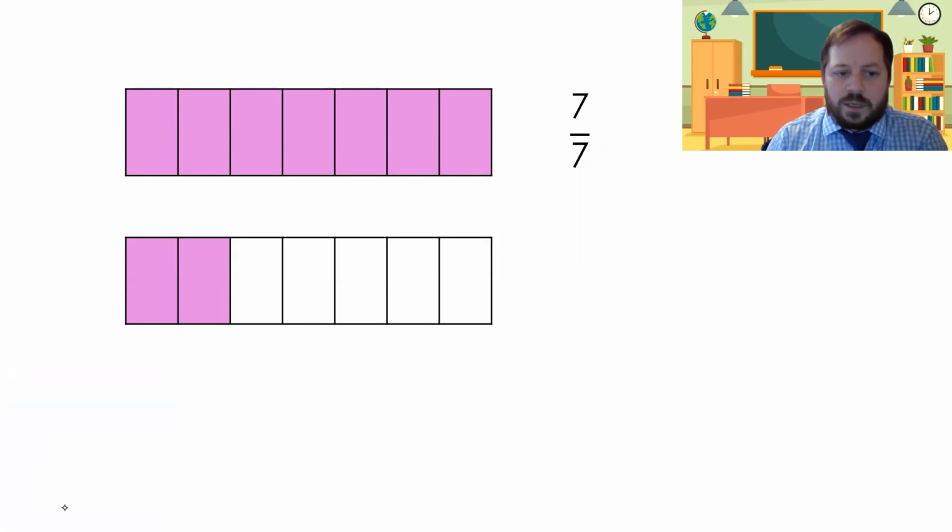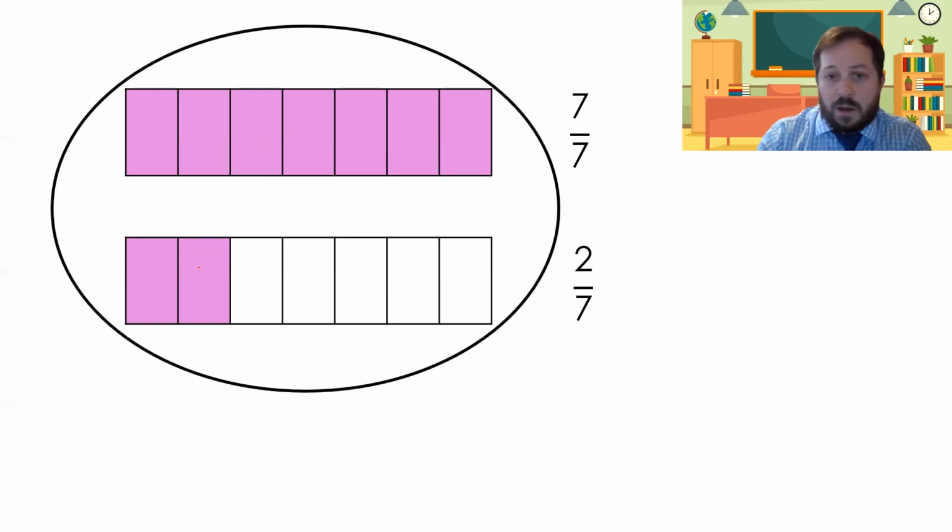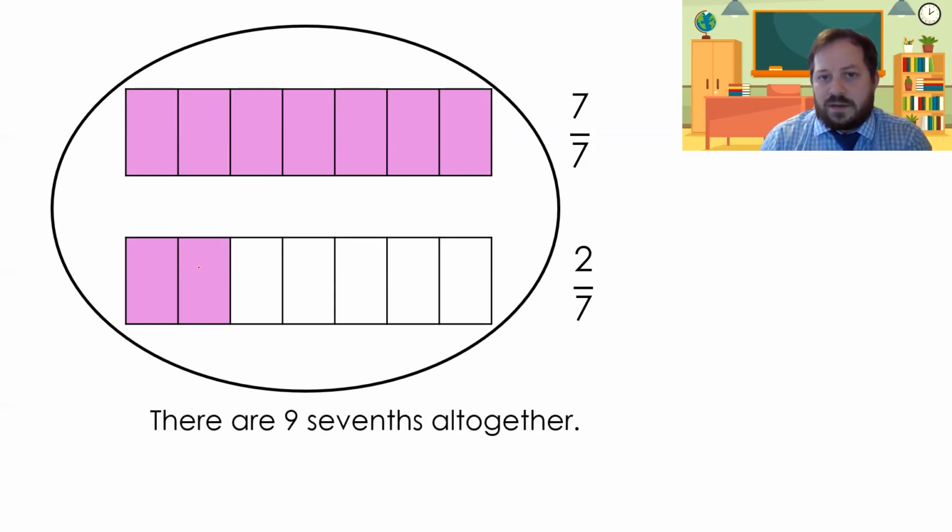And what you're looking at is thinking about, if we've got 7 sevenths here, which is 1, and then we've got 2 more sevenths here, how many sevenths do we have in total? How many do we have all together? And there are 9 sevenths in total.